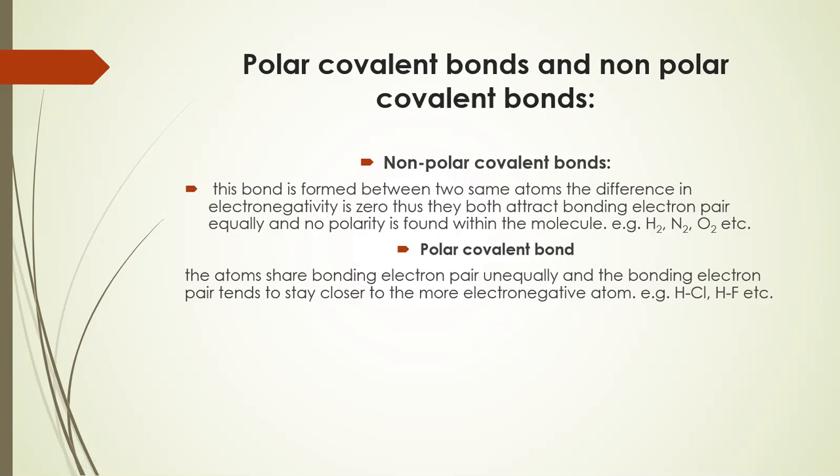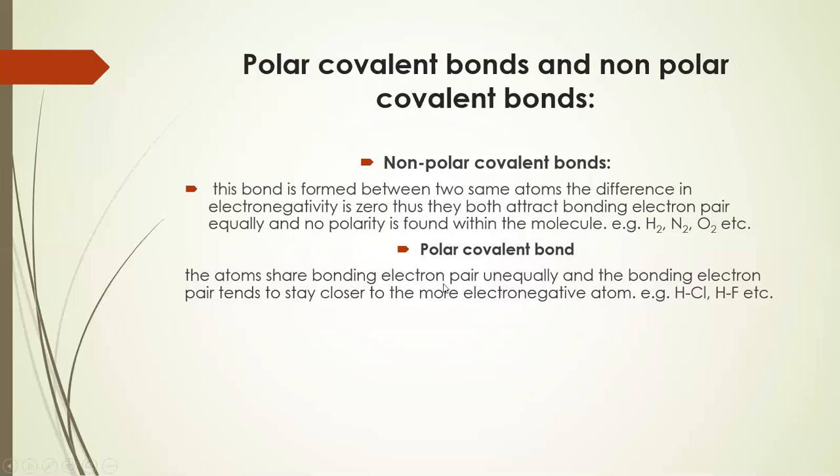What do you mean by electronegativity? Electronegativity is defined as the tendency to attract the shared pair of electrons towards itself. So they both have the same tendency, and the difference of electronegativity is zero. As we know, the electronegativity of hydrogen is 2.1, so 2.1 minus 2.1 will be 0 when it forms the non-polar covalent bond.